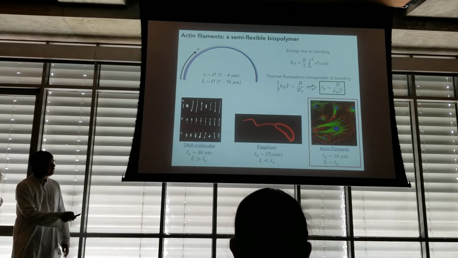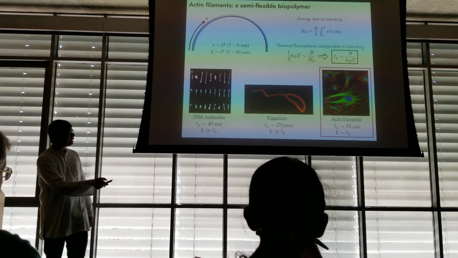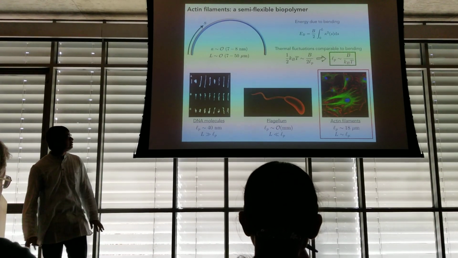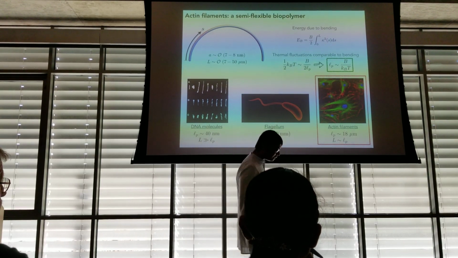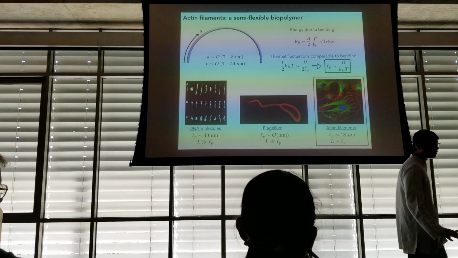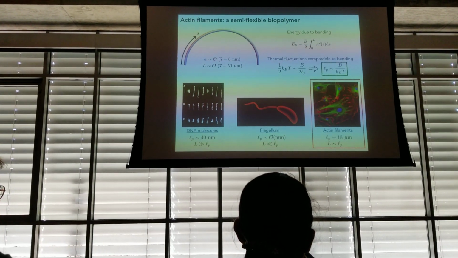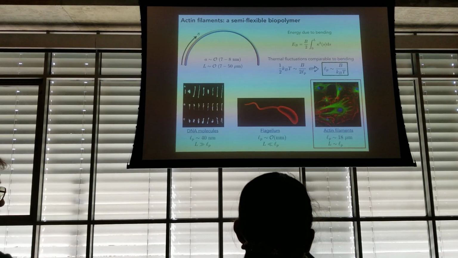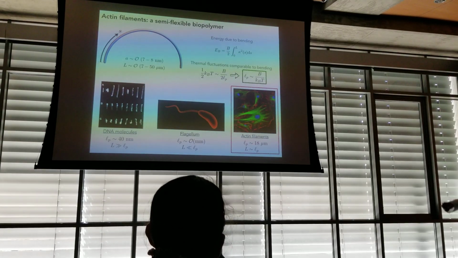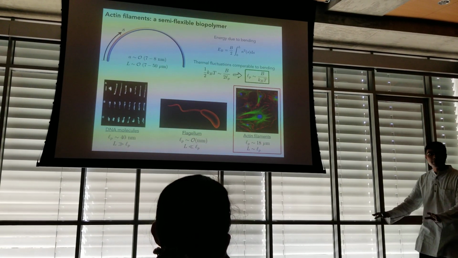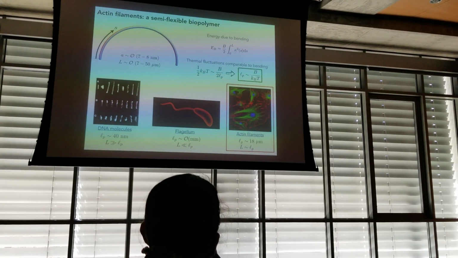On the other hand, if the length is much smaller compared to the persistence length, as in the case of bacterial flagella, then thermal fluctuations don't play an important role. For actin filaments, the length and the persistence length are roughly of the same order of magnitude. As a result, the dynamics is dictated by both thermal fluctuation and elasticity. I should also point out that these filaments are extremely thin, with 7 to 8 nanometers of diameter. So you can assume them to be inextensible. It's very hard to stretch them.